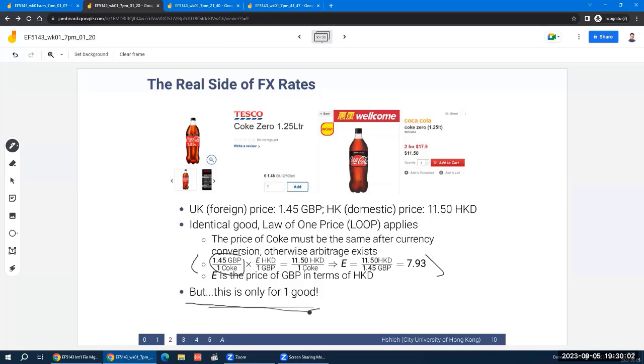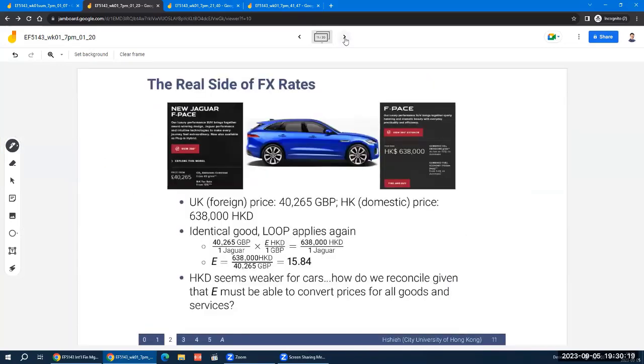You can obviously say that. And I'll give you ways to reconcile this much later in this class. But that's the key thing you should note. What I'm doing now here as an exercise is backing out the exchange rate just for one good. And our exchange rate is 7.93, right?